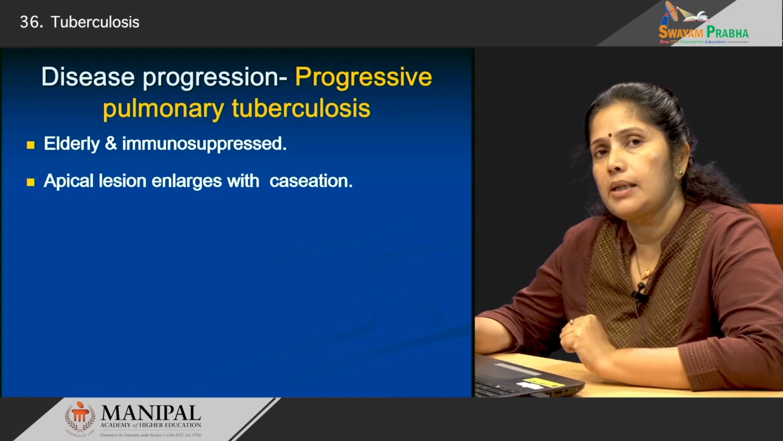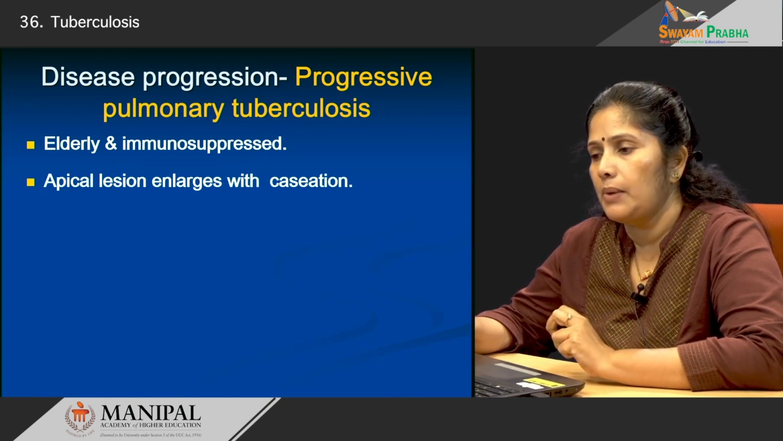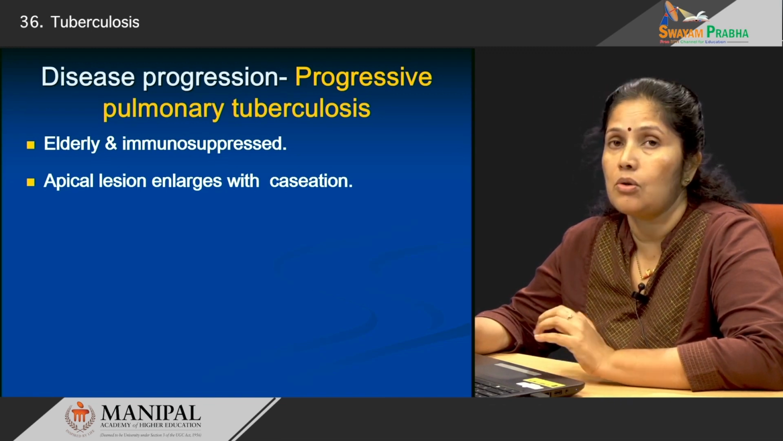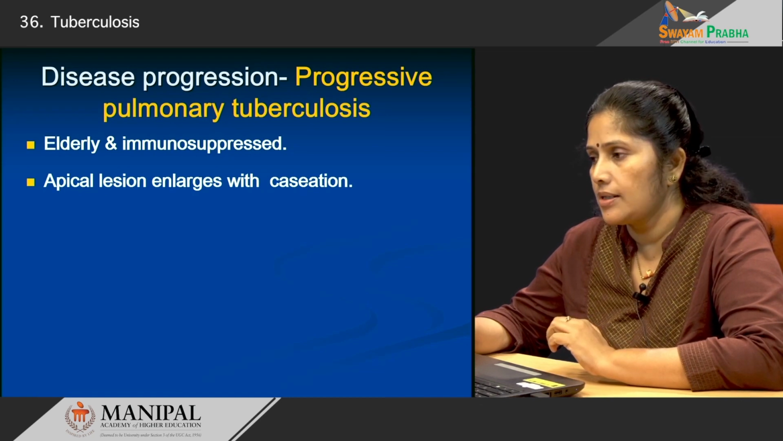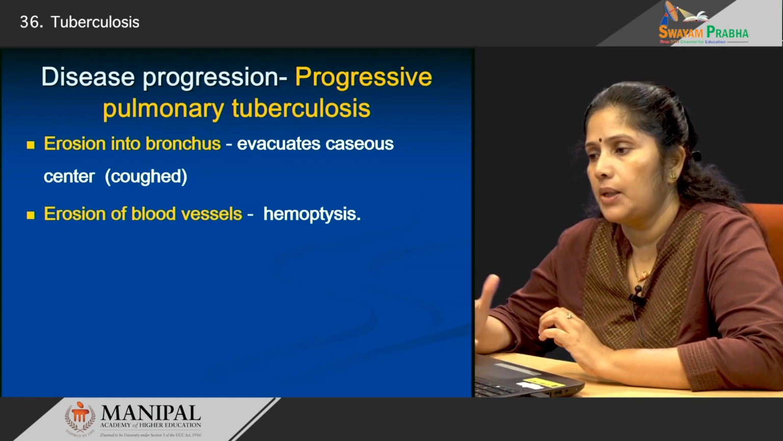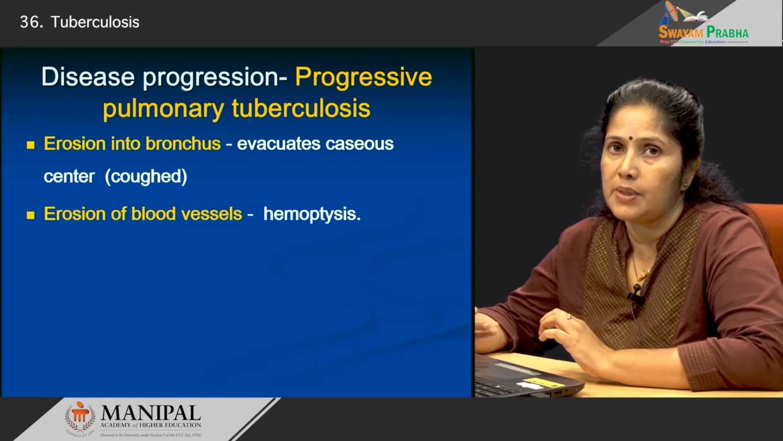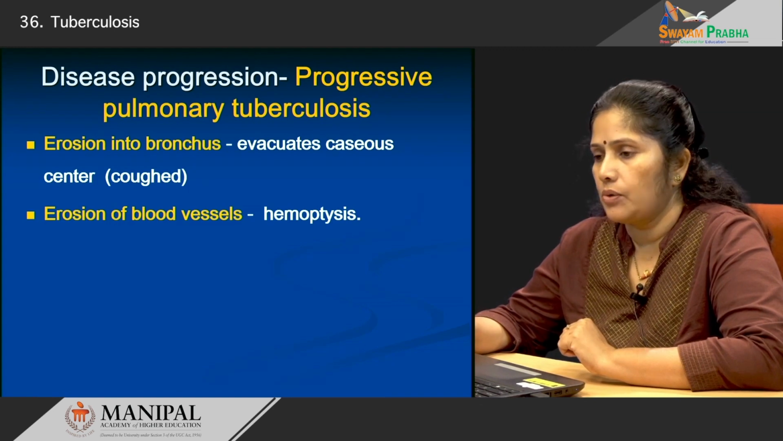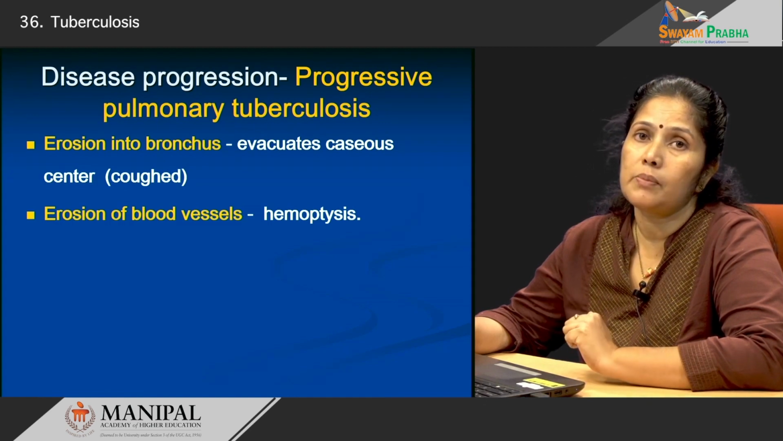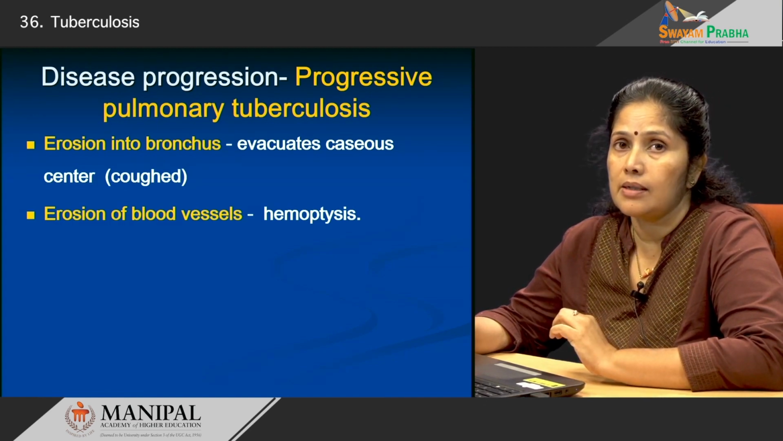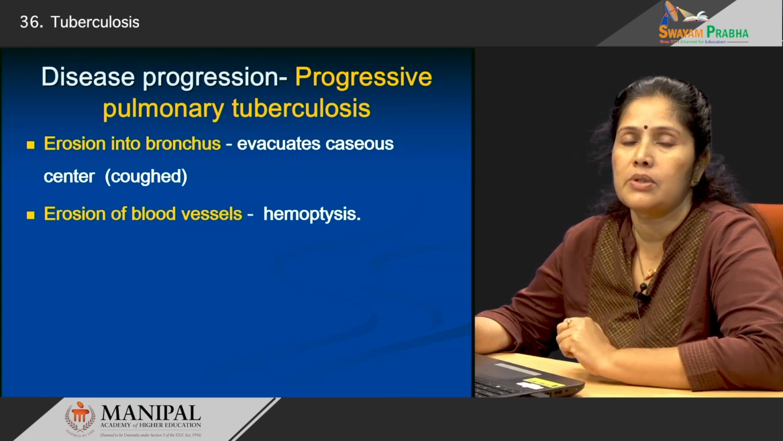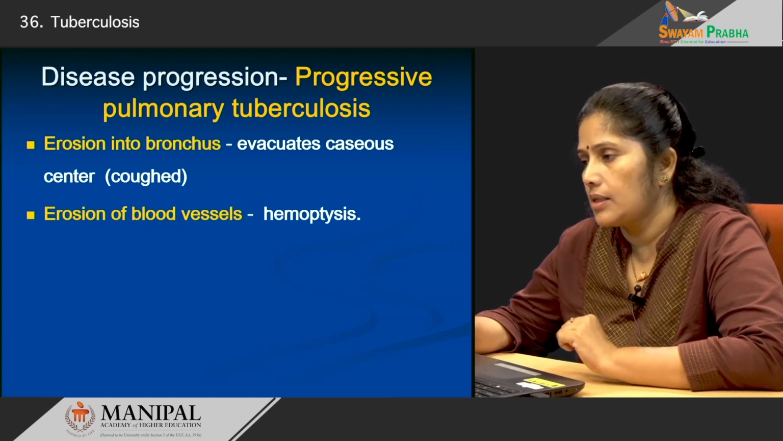Now, how does this disease progress? Progression is seen more commonly in the elderly and in the immunocompromised. One of the ways is extension of the local lesion with caseation, and from there the lesion can extend into the bronchus, when the patient coughs out all the caseous material in their sputum. The other method of progression is erosion into blood vessels. As the vessel is getting eroded, the patient brings out blood in their sputum, which is also known as hemoptysis.